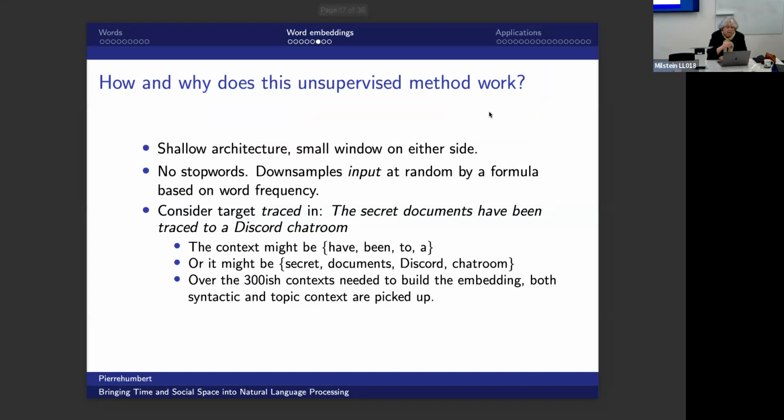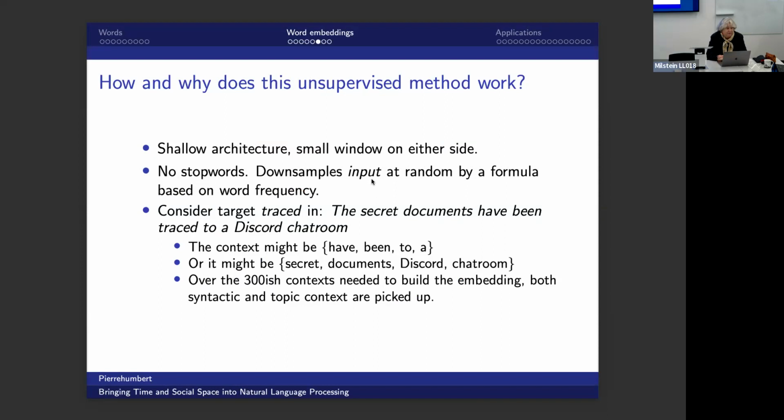So it's a shallow architecture. It has a small window on either side. But to get it to run so fast, it actually downsamples the input at random by a formula based on word frequency. So this is why it's called skipgrams. It's actually just skipping stuff in the input.